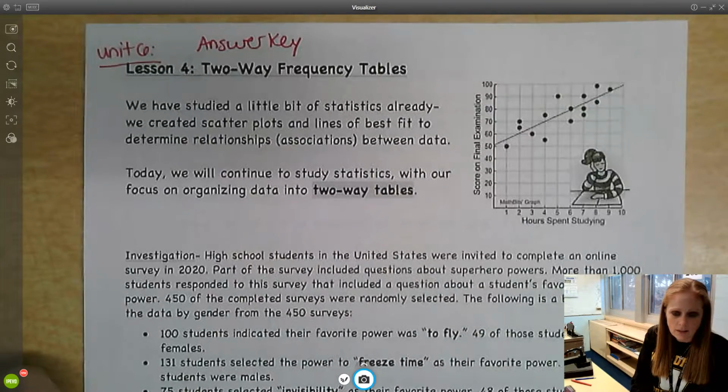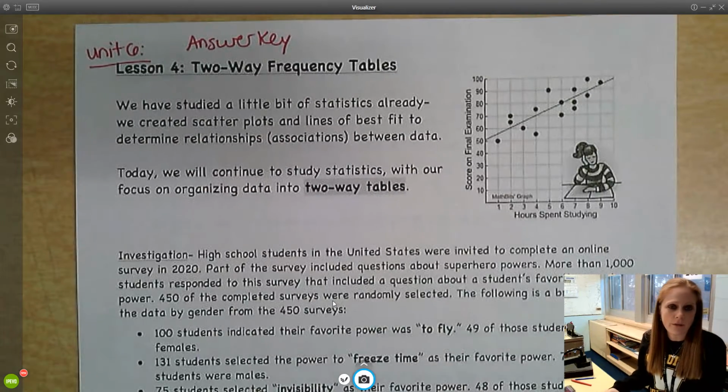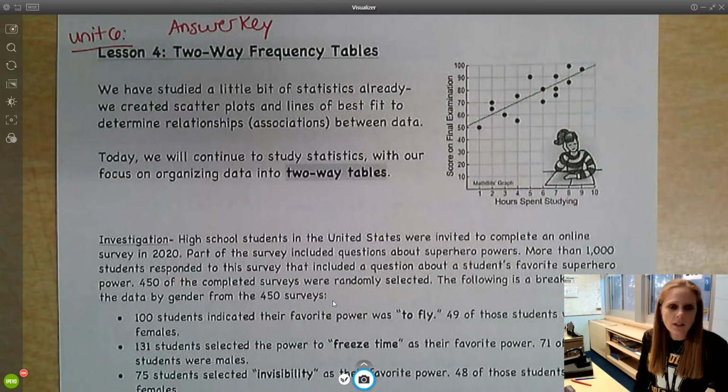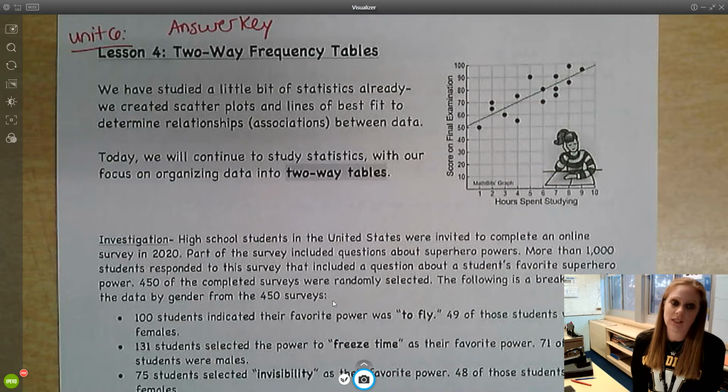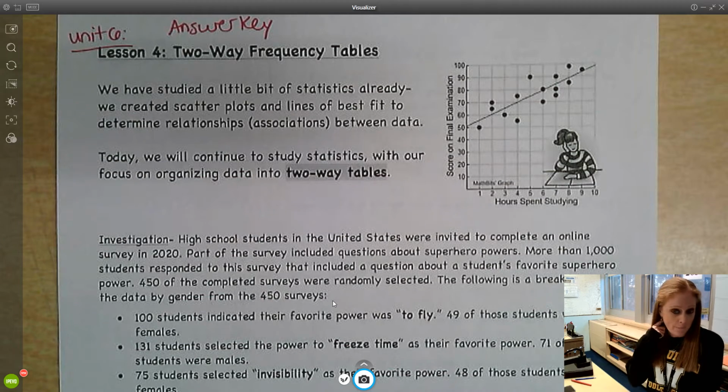Okay, this lesson is lesson 4 on two-way frequency tables. So we've studied a little bit of statistics already. We've created scatter plots and lines of best fit, determined the relationships between the data, how strong or weak they were. Now we're looking at a different representation of statistics, two-way tables.